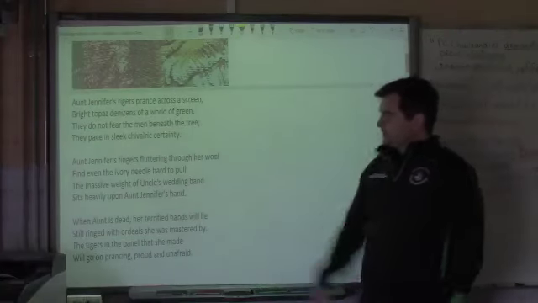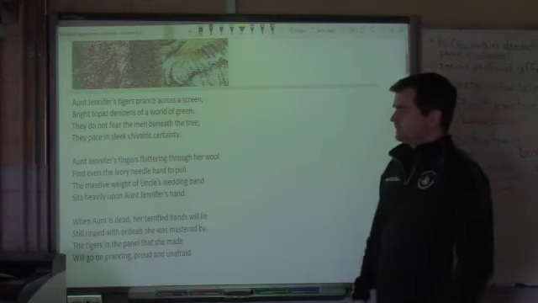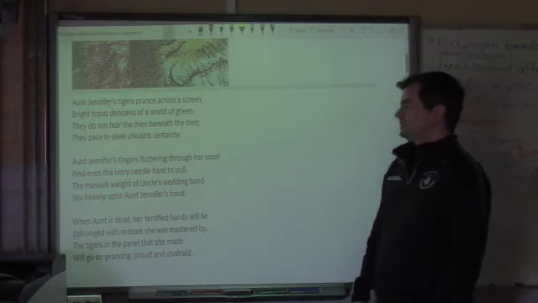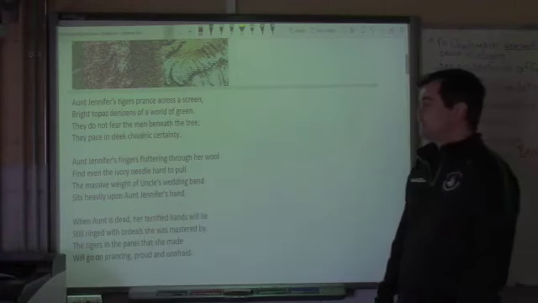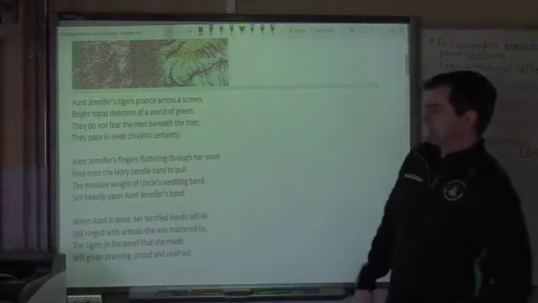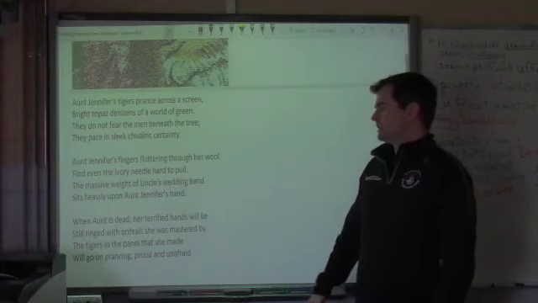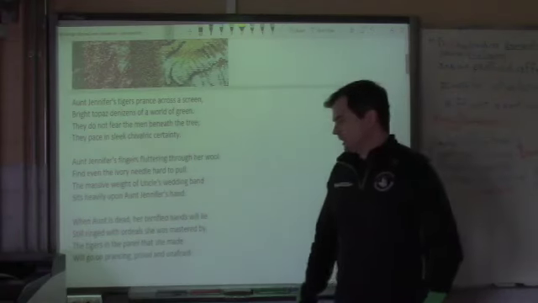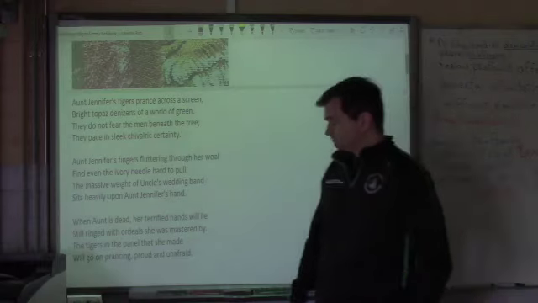Aunt Jennifer's tigers prance across a screen, bright topaz denizens of a world of green. They do not fear the men beneath the tree, they pace in sleek chivalric certainty. Aunt Jennifer's fingers fluttering through her wool find even the ivory needle hard to pull. The massive weight of Uncle's wedding band sits heavily upon Aunt Jennifer's hand. When Aunt is dead, her terrified hands will lie still ringed with ordeals she was mastered by. The tigers in the panel that she made will go on prancing, proud and unafraid.